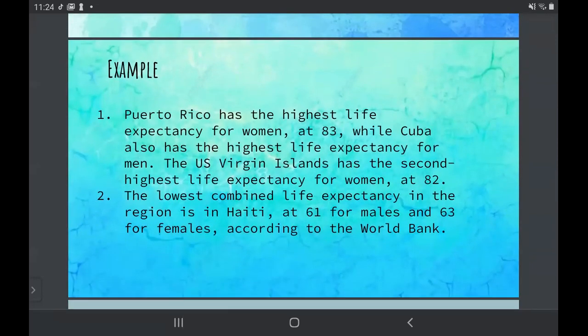So Puerto Rico has the highest life expectancy for women at 83, while Cuba also has the highest life expectancy for men. The US Virgin Islands has the second highest life expectancy for women at 82. The lowest combined life expectancy in the region is in Haiti at 61 for males and 63 for females, according to the World Bank.